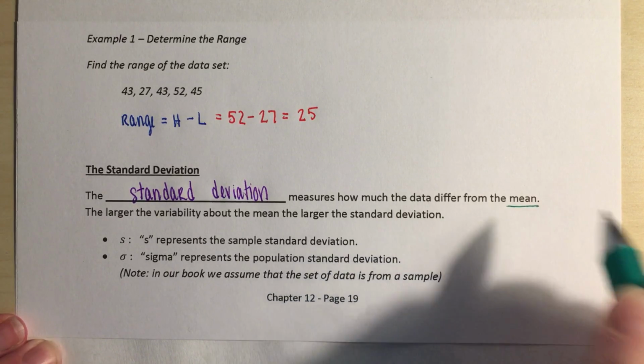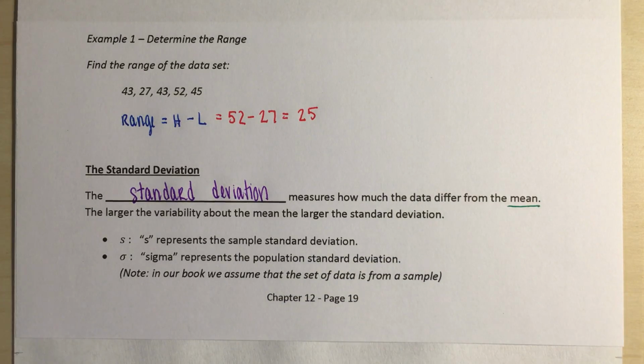So the important thing to notice here is that standard deviation goes specifically with one of our measures of center from the previous section, which was our mean. The larger the variability about the mean, the larger the standard deviation.